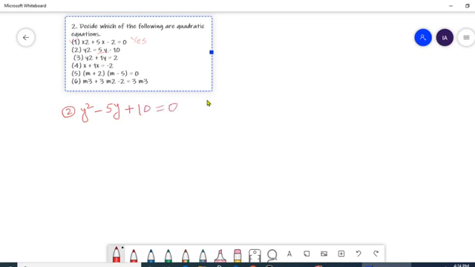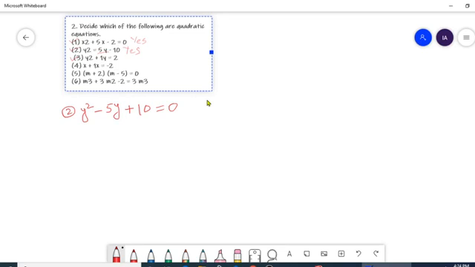It equals 0. Now this equation is in proper standard form of a quadratic equation where the highest degree is 2, only one variable we have, and a, b, c are real numbers. So this equation number 2 is a quadratic equation. Now let's move on to question number 3. It is the same as question number 2.